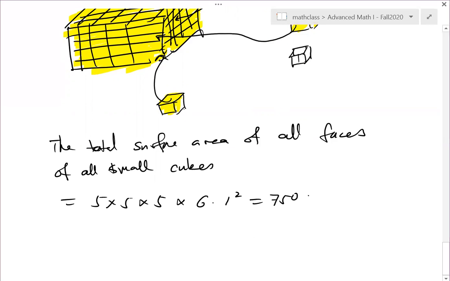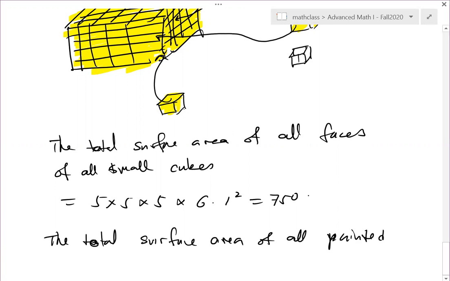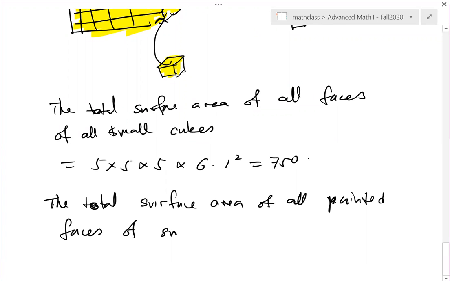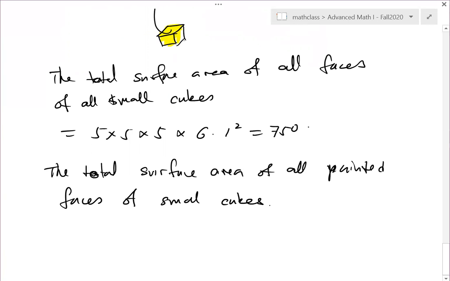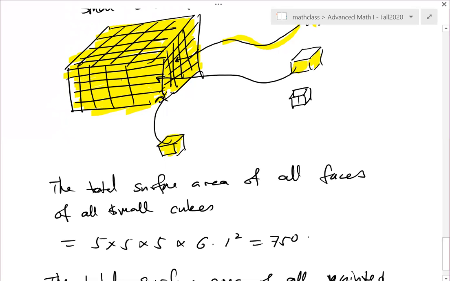Now, can you figure out the total surface area of all painted faces of the small cubes? When you try to find the surface area of all unpainted faces, another way is to find the surface area of all painted faces and take a subtraction. It's much easier to find the total surface area of all painted faces, because all the painted faces come from a portion of a face of the larger cube. This side is painted, so it must be from here.